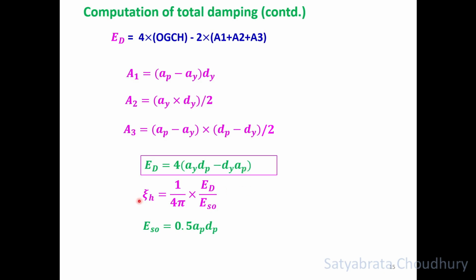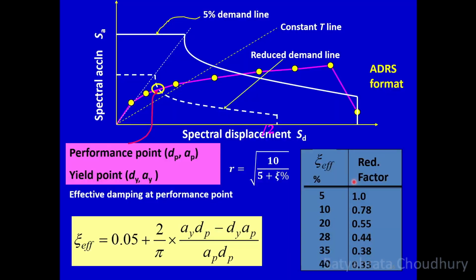The hysteretic damping formula is 1 by 4 pi, ED by ESO, where ESO equals half Ap Dp. If you put that here, you get the expression of the hysteretic damping arising out of the hysteresis in the system, or the pushover curve generation. And total damping is material plus hysteretic damping.